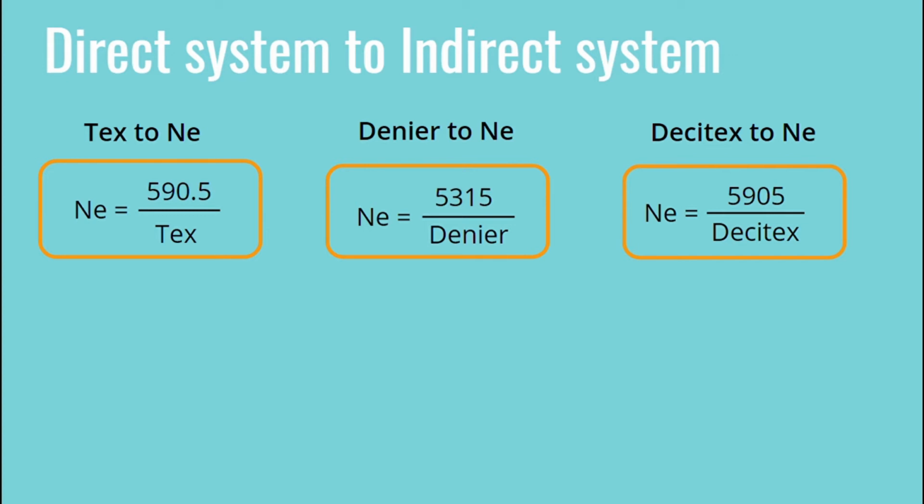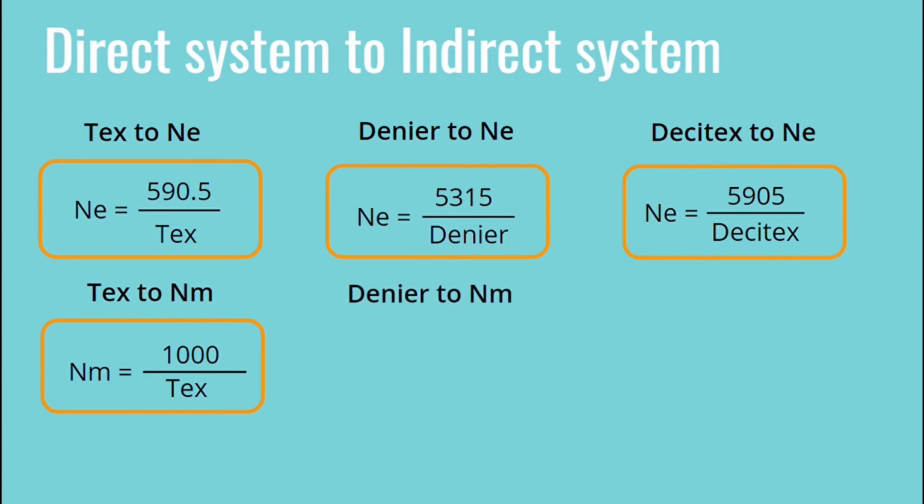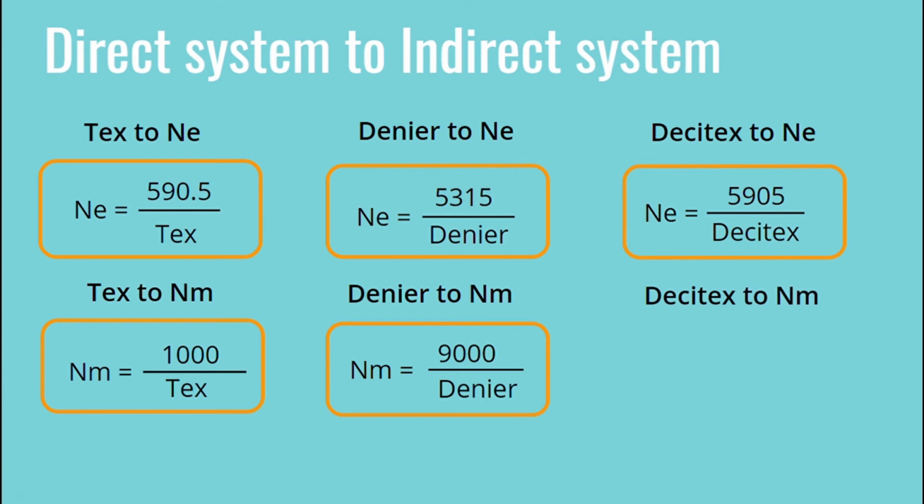Next is to convert the direct count system to metric count. Tex to metric count is 1000 upon tex. That is, we know that for tex, 1000 meter is the fixed length. Similarly, for denier to any, 9000 meters is fixed. So, 9000 by denier equals the metric count. Similarly, for decitex, 10,000 meter is fixed. So, 10,000 upon decitex is the metric count.